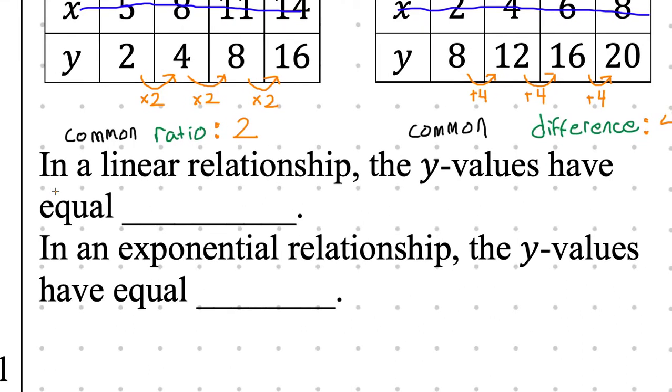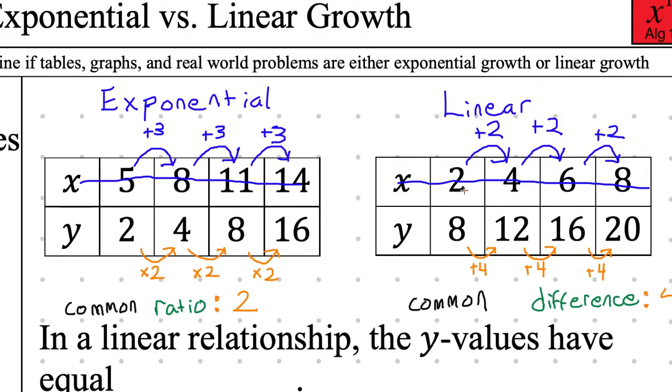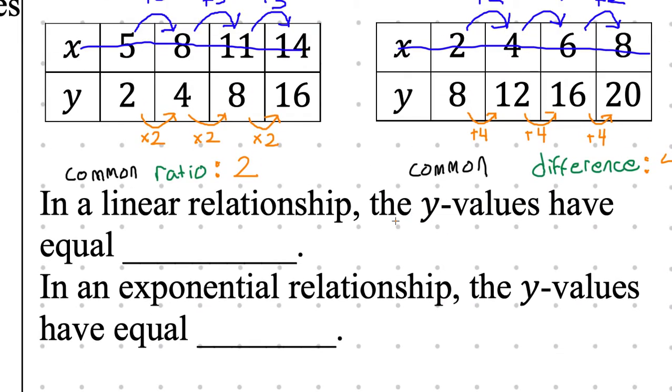All right, and this is in words what we basically just set up here. If I'm talking about a linear relationship, this table on the right-hand side, the y values have equal, and what's that green word that we just wrote down? Who has it? Kira? Difference. Ratio. It's one or the other. Linear means difference, yeah. Equal differences.